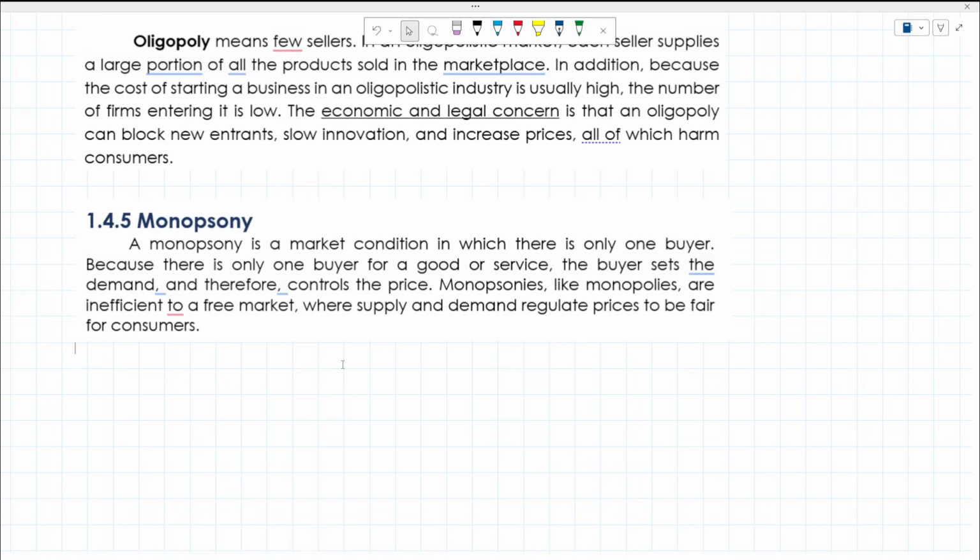Because there's only one buyer for a good or service, the buyer sets the demand and therefore controls the price. Monopsonies, like monopolies, are inefficient to a free market. Talo na naman dito ang kumbaga yung nagbebenta ng kanilang product naman, yung talo. Where supply and demand regulate prices to be fair for consumers. So, baka nahirapan kayo mag-isip kung ano yung mga monopsony.